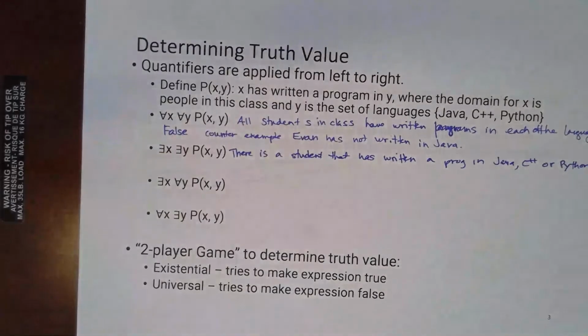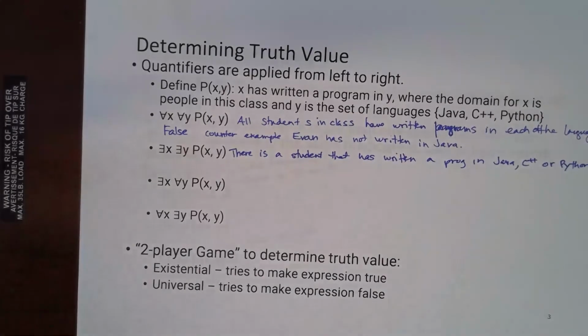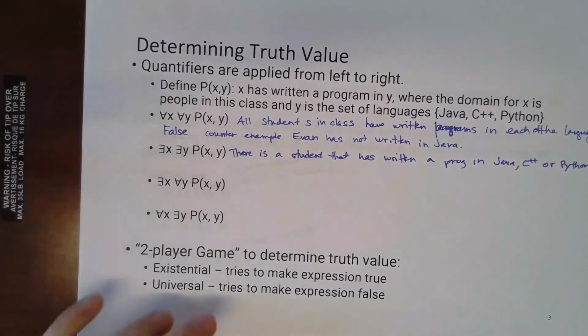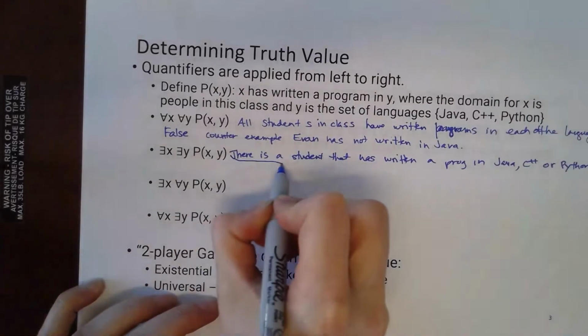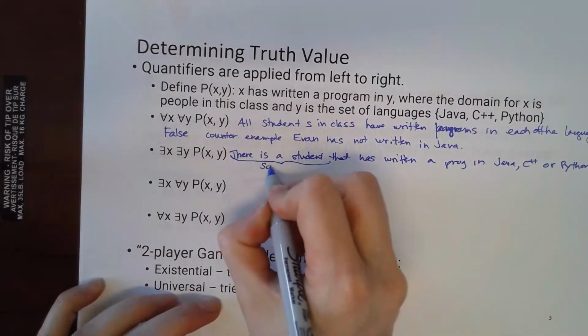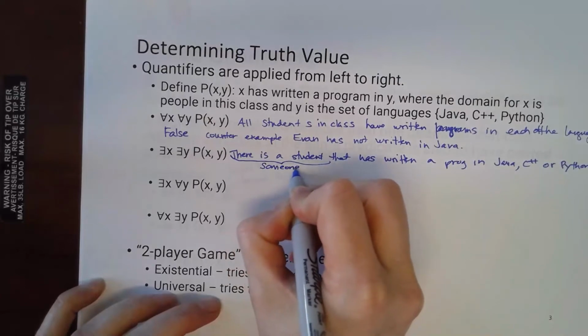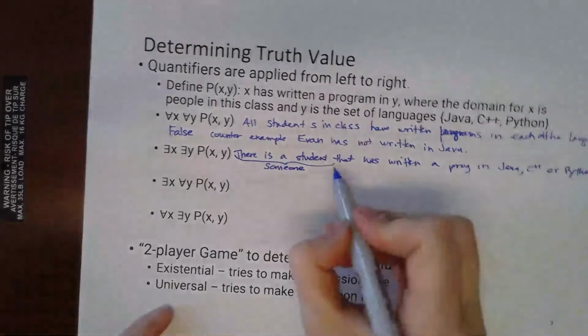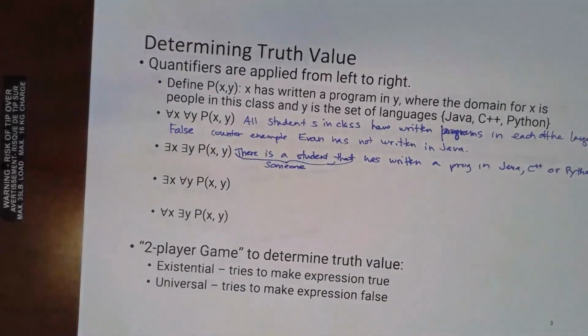Okay, good. So there's at least one student that has written a program in at least one of Java, C++, or Python. One thing to look at when you're translating, going either direction, is that sometimes "a student" could just be translated as "someone." So we could say someone has written a program in Java, C++, or Python. That's just something to look out for as well.